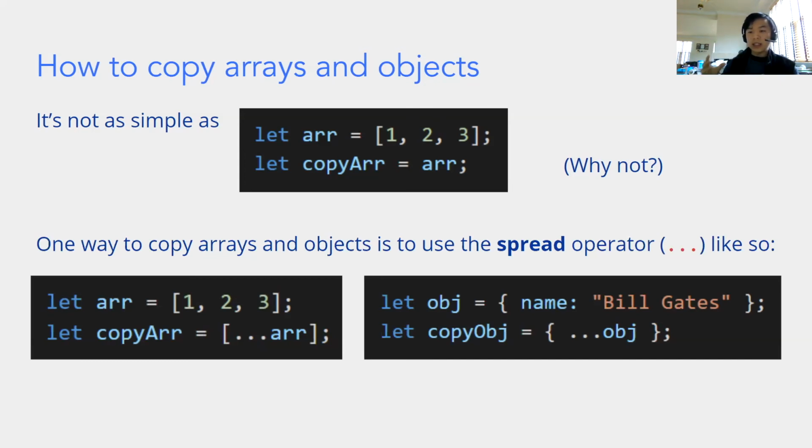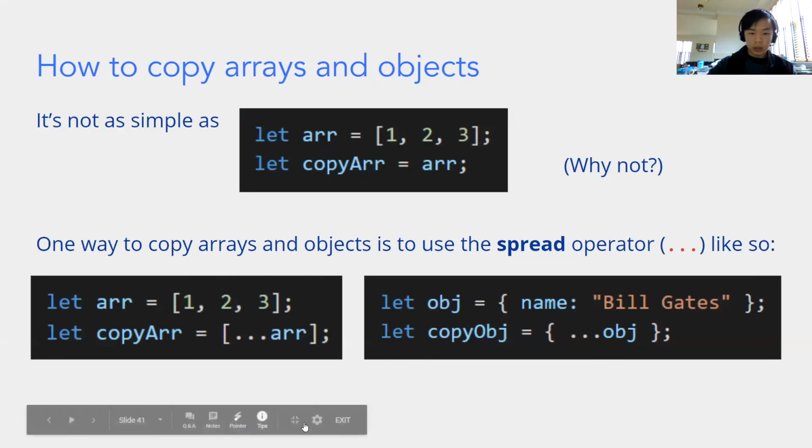You can think of it as sort of unpacking all of the contents of what comes after it. So if you have an array called array that has 1, 2, 3, you can create a copy by unpacking it, ...array, and putting it inside of a new array. So down here, we unpack array and put it inside of a new array.